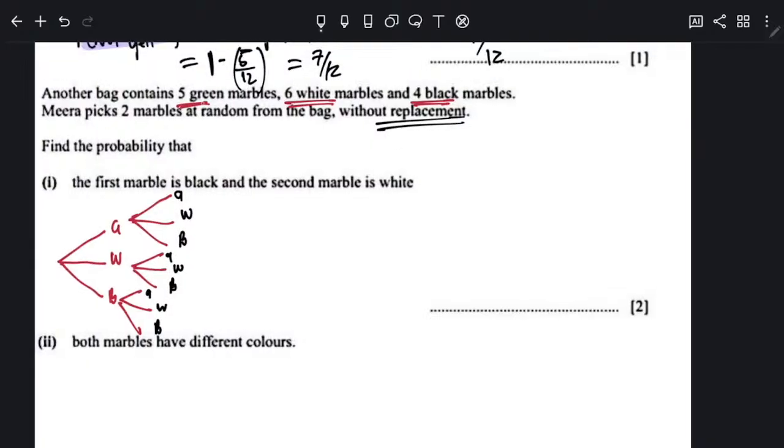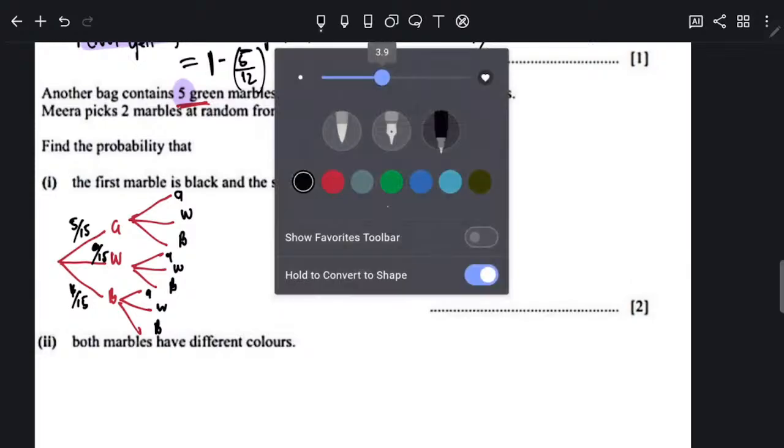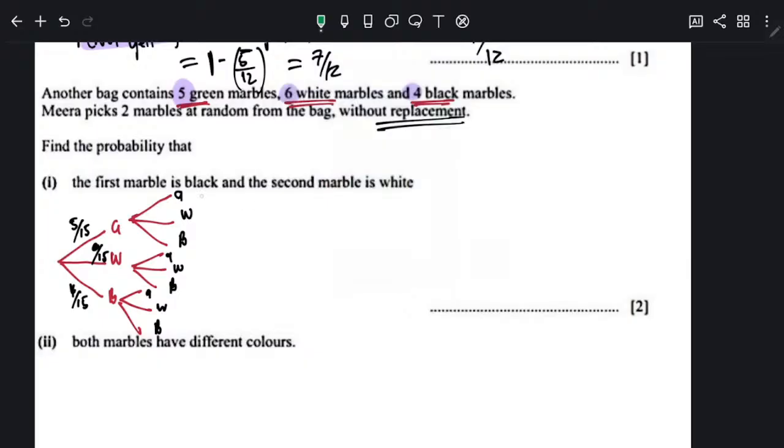So in the first, what is green? The probability of green is 5 green over the total 5 plus 6 plus 4, which is 15. So it will be 5 over 15. Then for white, it's 6 over 15. Then for black, it is 4 over 15. Now, they want you to pick black on the first and white on the second. So you don't have to do the other. So you're going to do black on the first.